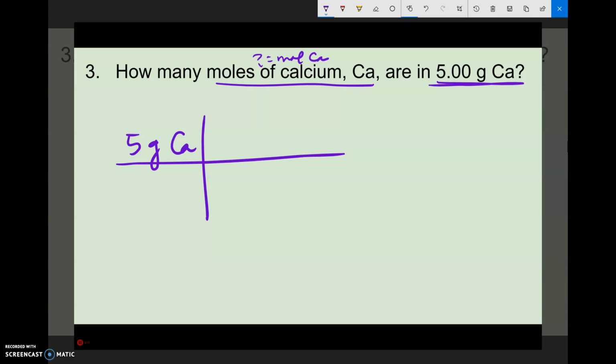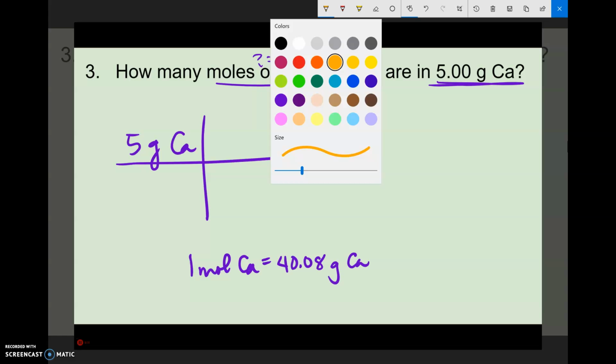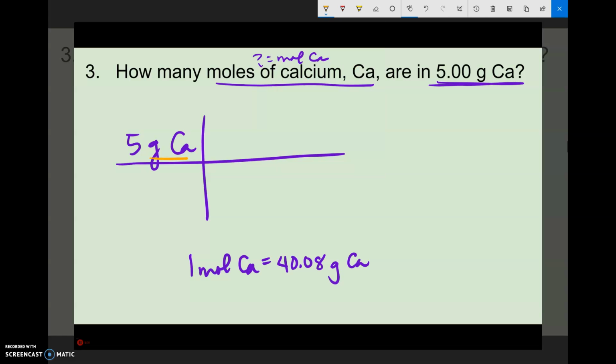So we can do our conversion factor. If we go back to, again, what we've done earlier, 1 mole of calcium is going to equal the mass on the periodic table, which for calcium is 40.08 grams of calcium. Okay, so now notice we have grams up here. So we want to get rid of grams, so we're going to put that on the bottom, grams of calcium. And we know from our conversion that that equals 40.08 grams. And that is equal to 1 mole of calcium, which is going to go on the top.